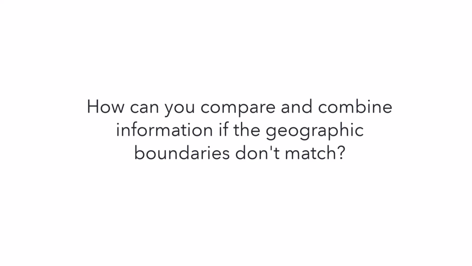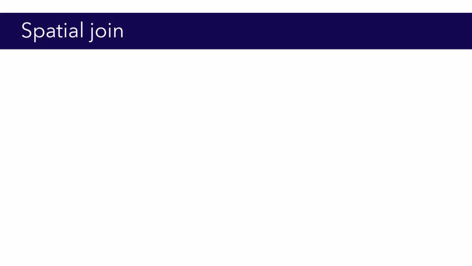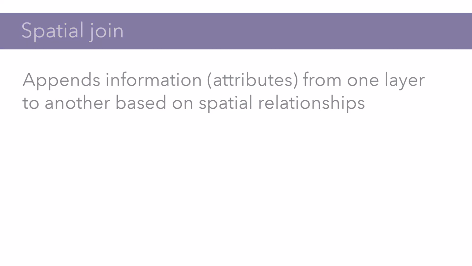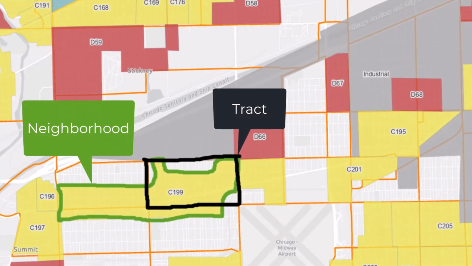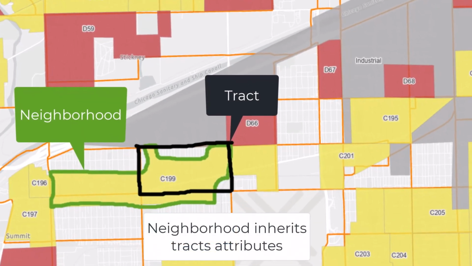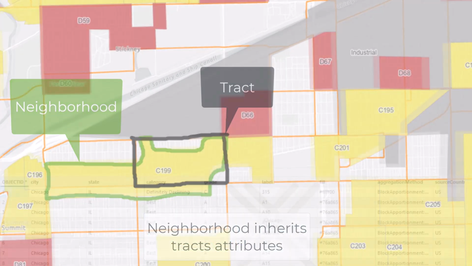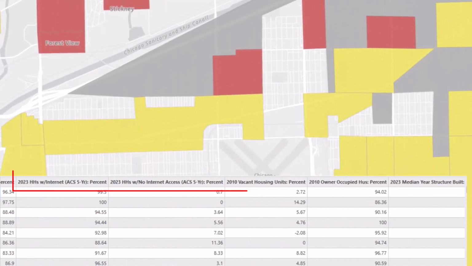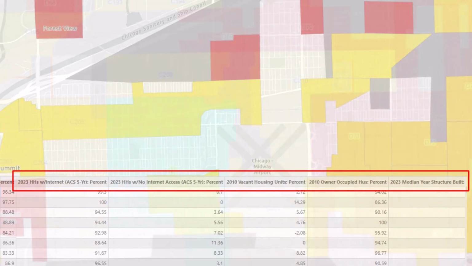In GIS, there are a few ways to approach this issue. The first is a spatial join. A spatial join appends information from one layer to another based on where features meet in space. If a census tract falls within a neighborhood boundary, the neighborhood will inherit the tract's attributes. The resulting layer will have the spatial extent of the initial neighborhoods, only now contain attributes for both layers.